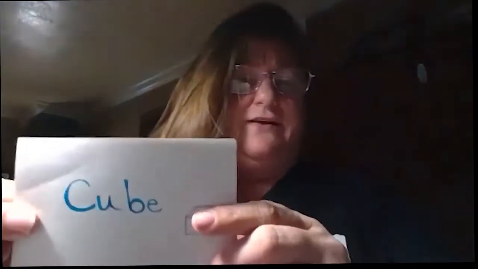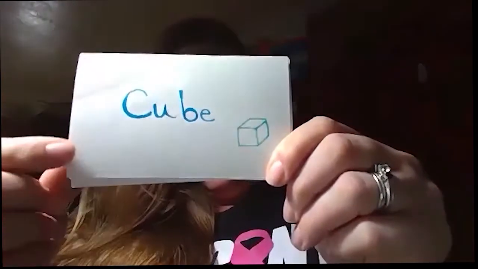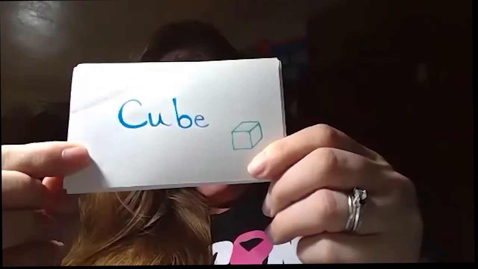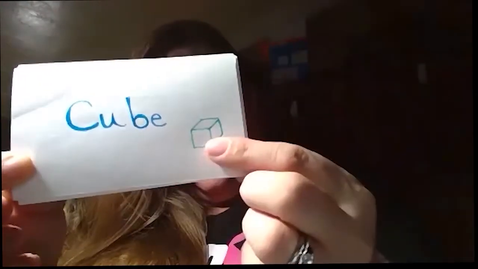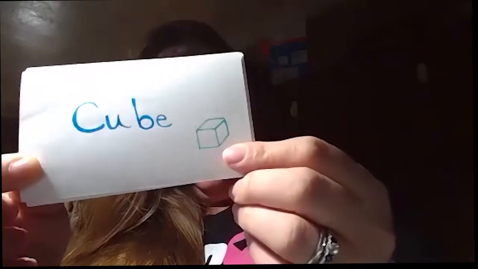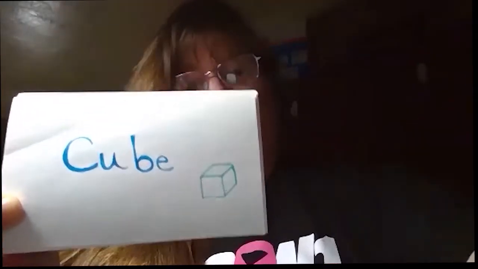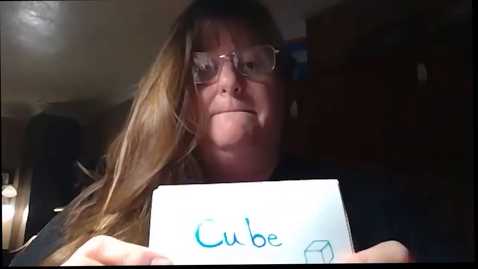Our next definition is a cube, and you can see I have one drawn down here. A cube is a solid figure with 6 identical squares as its faces. They are all 9 by 9 on every side. They are identical, meaning they are all the same measurement.